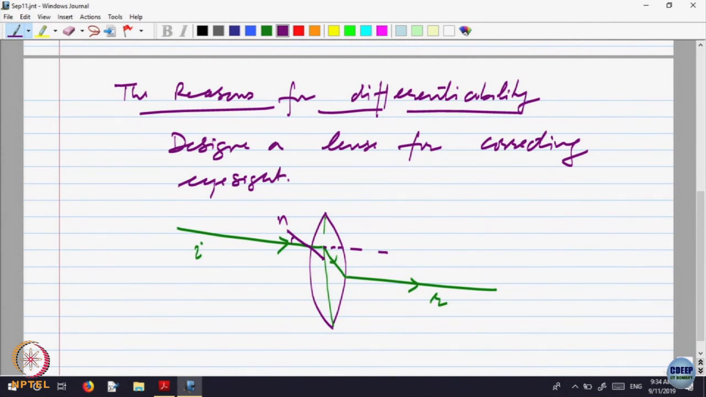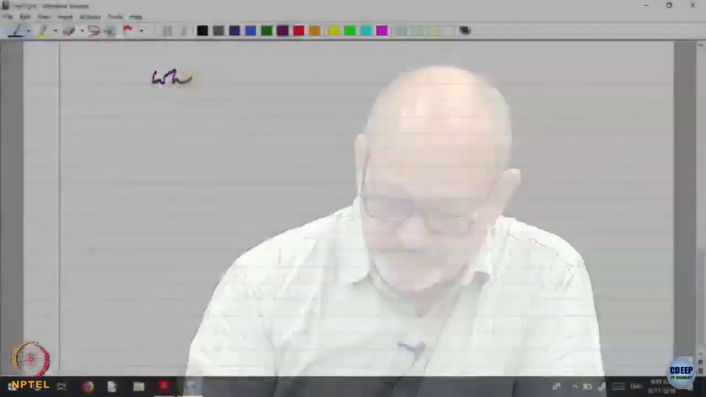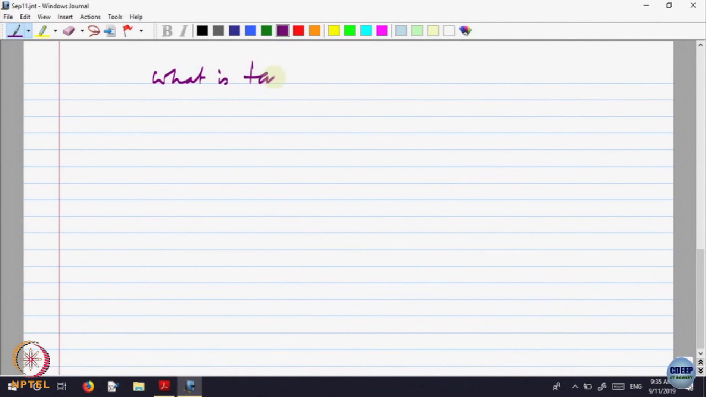Now, the question comes, what is the normal to the surface, right? How do I draw a normal? To draw a normal, you should draw a tangent, because the normal is taken as the line which is perpendicular to the tangent, right. So, what is the meaning of a tangent to a curved surface? So, basically it comes down to what is a tangent.